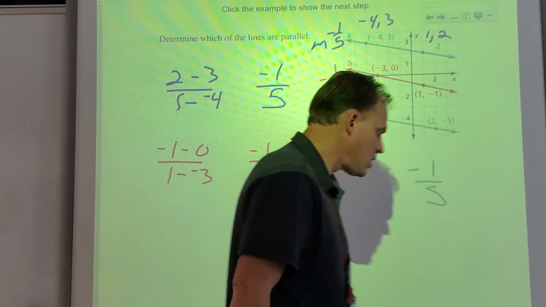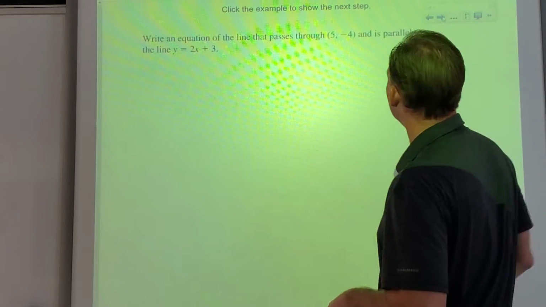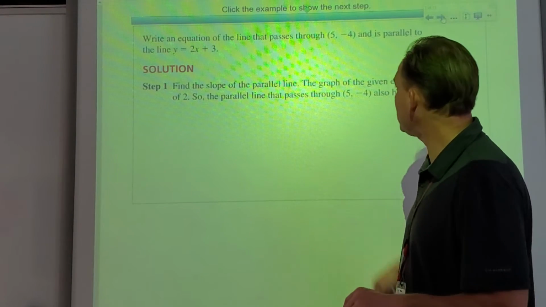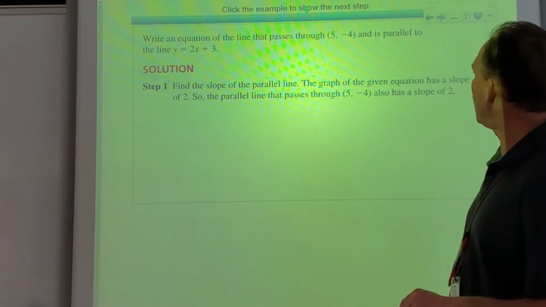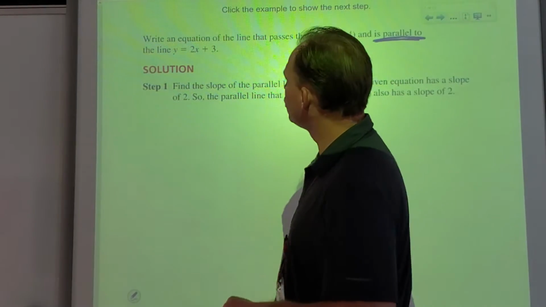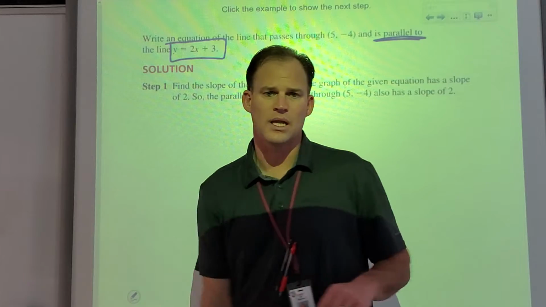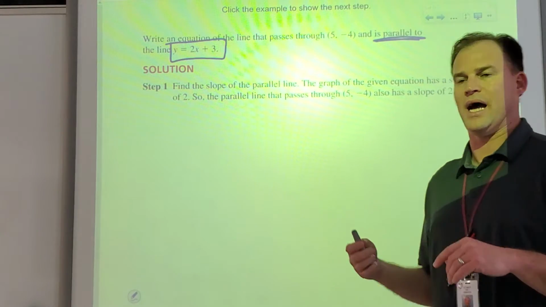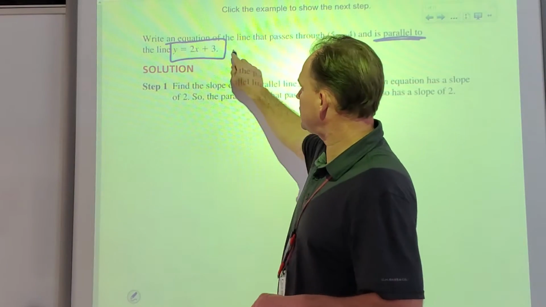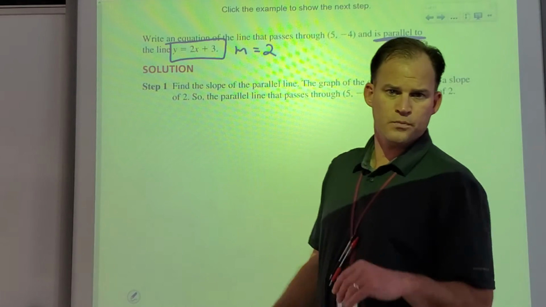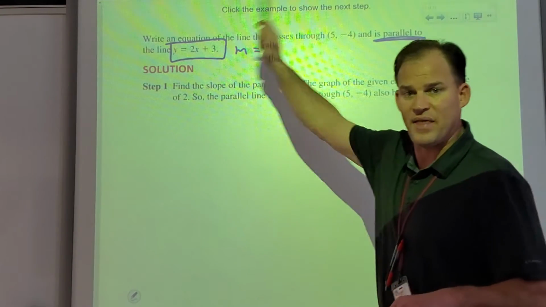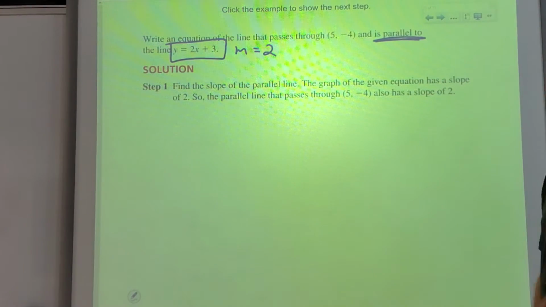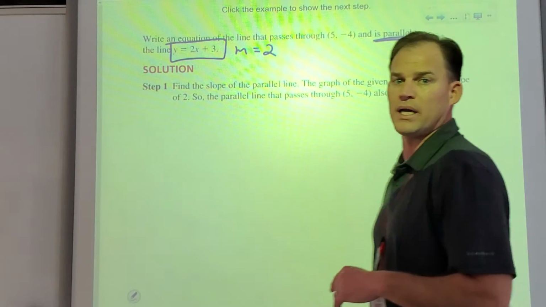There you go. So I told you we're going to be writing equations. How do we use that to write equations? Well, it says write an equation of a line that passes through here's my point, and is parallel to this line. So you're going to see that a lot today. It's not going to tell you what the slope is. It's just going to tell you that it's parallel to another line. Well, if I look here, what's the slope of this line? 2. So if I'm parallel to that line, and that line has a slope of 2, this line has a slope of 2.